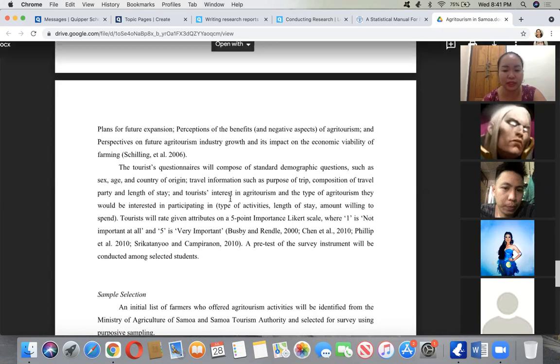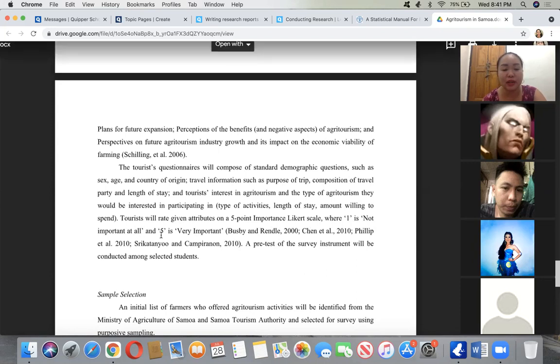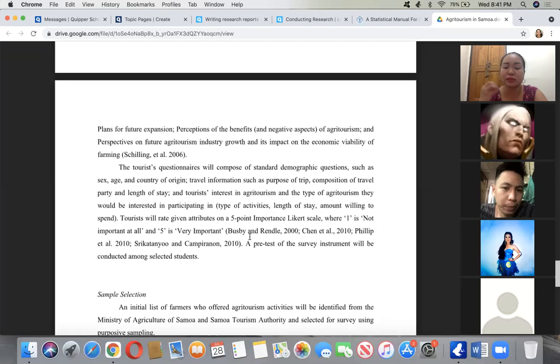So these are the activities. And here, tourists will rate given attributes on a 5-point importance Likert scale, where 1 is not important at all and 5 is very important. So meron siyang mga questionnaire na naka-rate siya from 1 to 5, from not important to very important. Like we say, is the reason for tourism only for leisure? So they will say 1, 2, 3, 4, 5. No, whether depends on them.